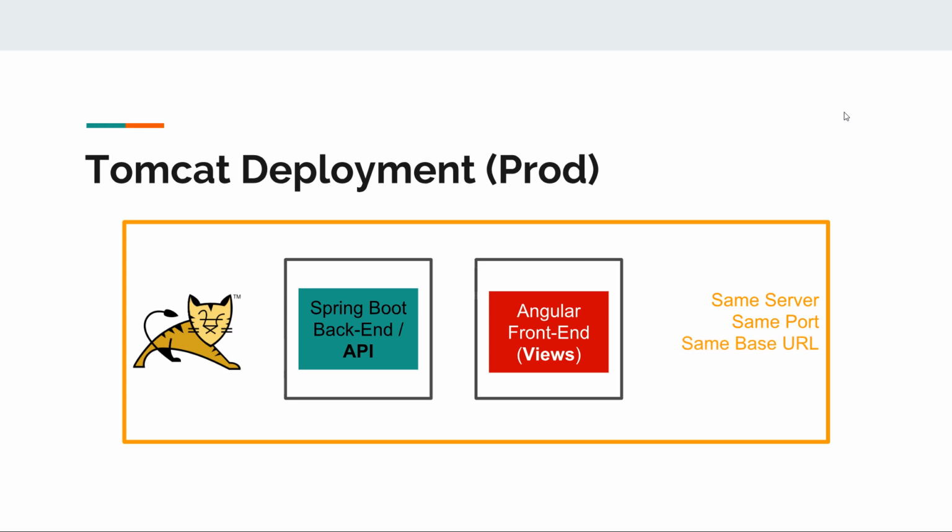We'll have the same base URL. We'll not be hosting them under localhost. We can have a new URL like noted, so we can have www.noted.com/api for the API and www.noted.com for the frontend, for example. So we have the same base URL.